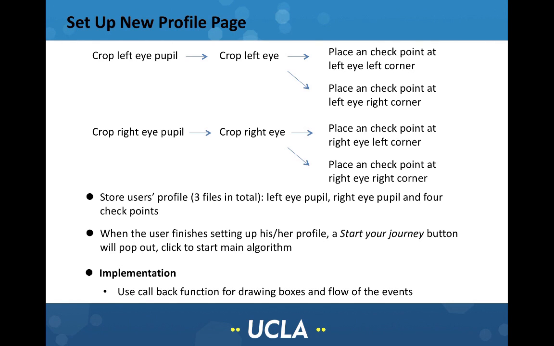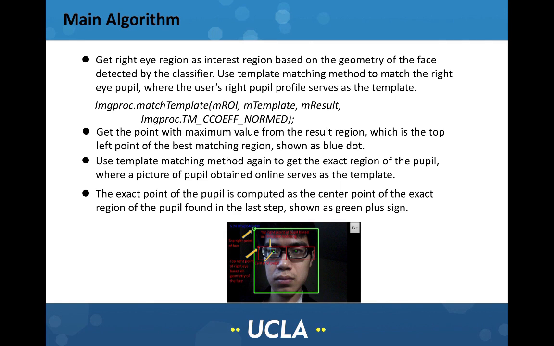When the user finishes setting up his or her profile, a Start Your Journey button will pop out, and the user is able to click to start the main algorithm. The implementation is as follows. The app simply uses the callback function for drawing boxes and flow of events. The main algorithm is explained below.